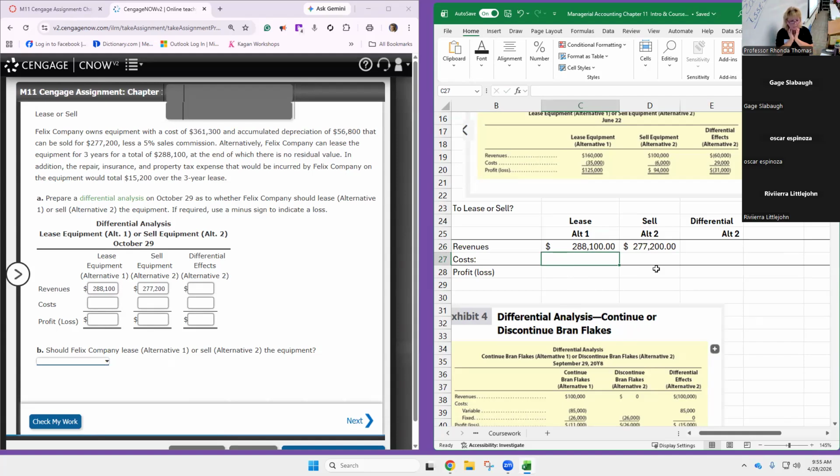Okay, so the costs. It says the lease is going to have a cost of repairs and property tax and so forth of 15,200. So we're going to put that in as a negative. Okay, 15,200. And now we can calculate a profit or a loss, right? So let me put my cost here, 15,200. And now let's see about the cost for selling.